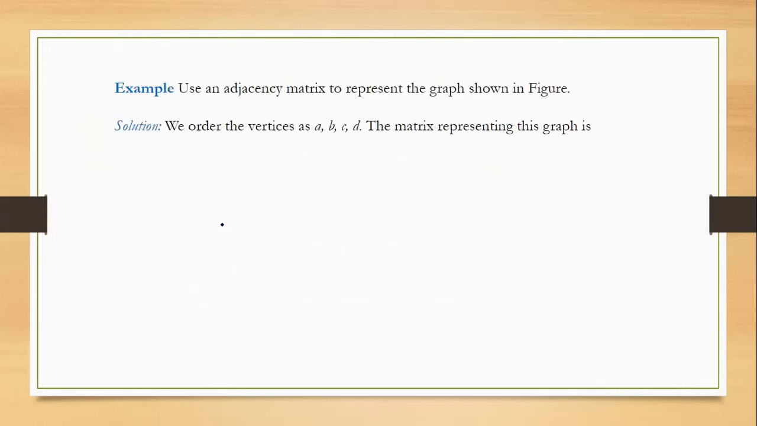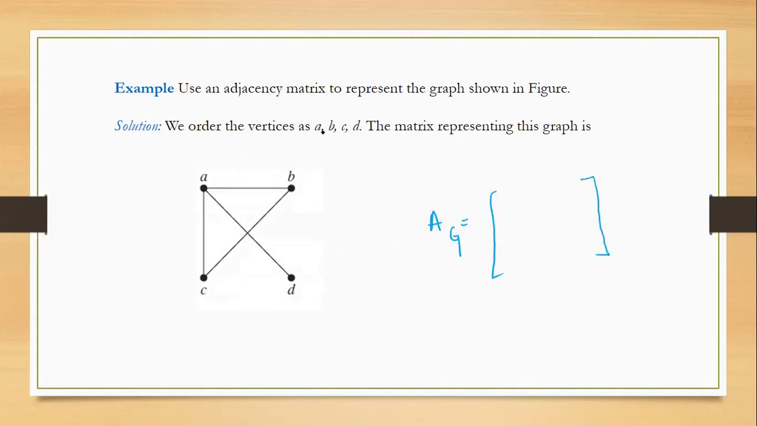Now, let's take an example. Use an adjacency matrix to represent the graph shown in the figure. The figure is this way. So the solution is, we order the vertices A, B, C, D, and we will write our matrix, which we denote by AG. Now, you have to take how many rows and how many columns? However many vertices there are, the same number of rows and columns should be taken. So we have A, B, C, D. Similarly, over here, A, B, C, D.